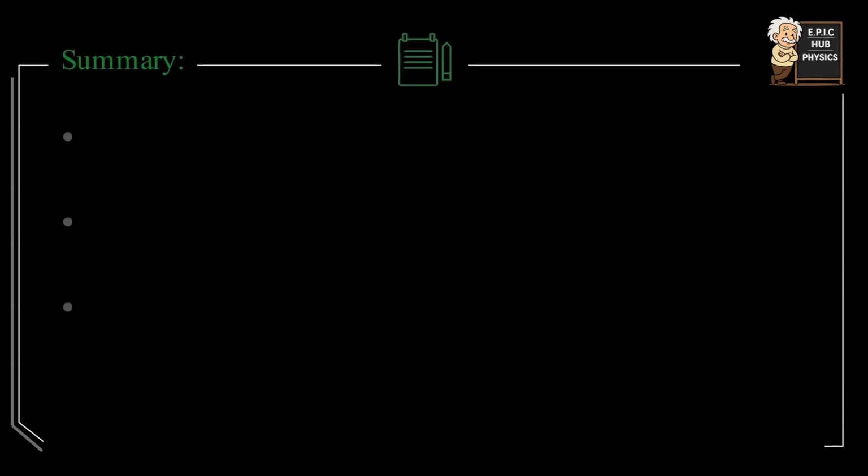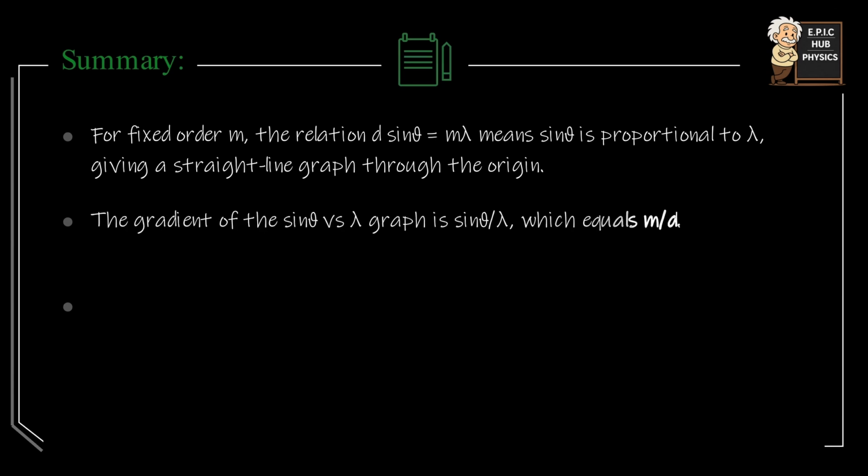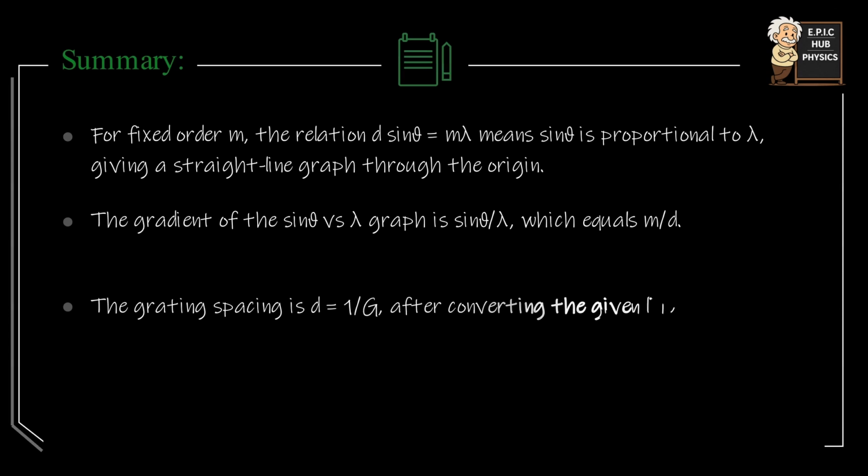To summarize the key ideas, for a fixed diffraction order m, the equation d sine theta equals m lambda shows that sine theta is proportional to wavelength, which is why the graph of sine theta against lambda is a straight line through the origin. The gradient of this graph equals sine theta divided by lambda, which simplifies to m divided by d. Finally, the slit spacing d is the reciprocal of the grating line density, after converting the given line density to lines per meter if necessary.